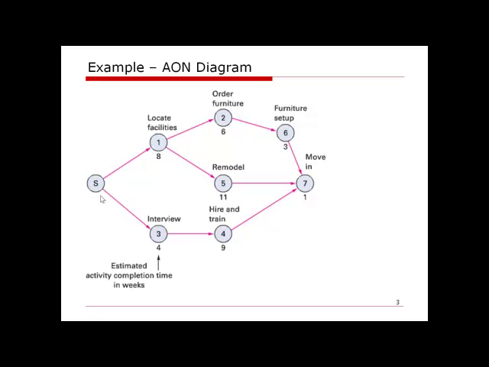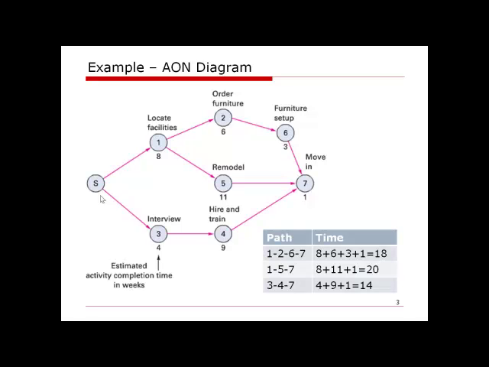Now, with this diagram given here, we can easily find all the possible paths from the starting to the end. Now, the end point is activity 7, which is moving. So from the starting point, we can go 1, 2, 6, 7, 1, 5, 7, and 3, 4, 7. So these are the 3 possible roads from the beginning to the end node.